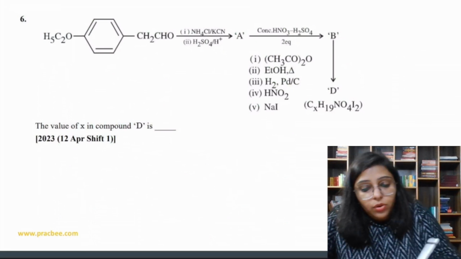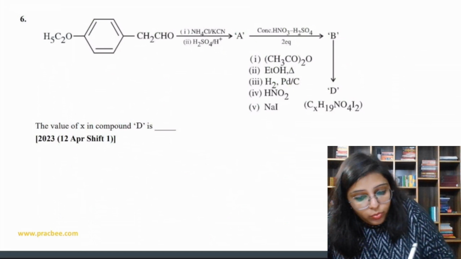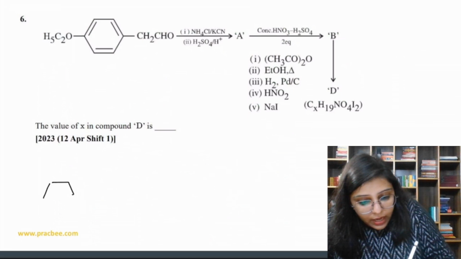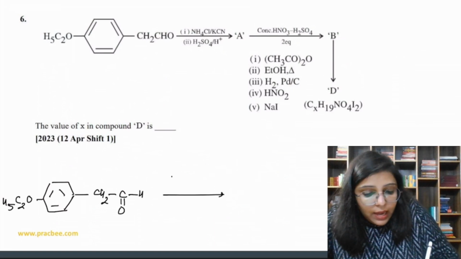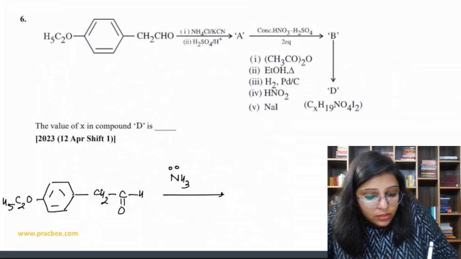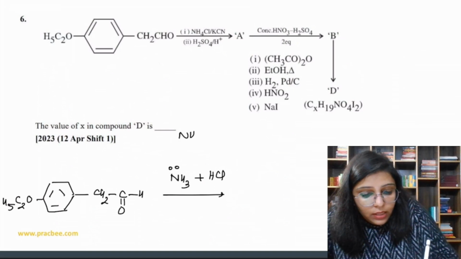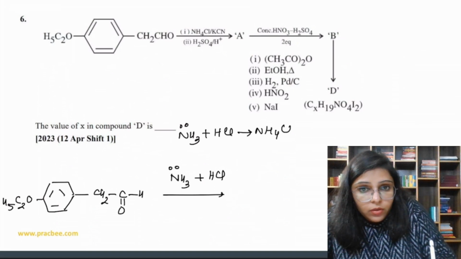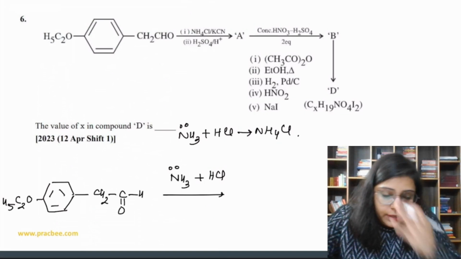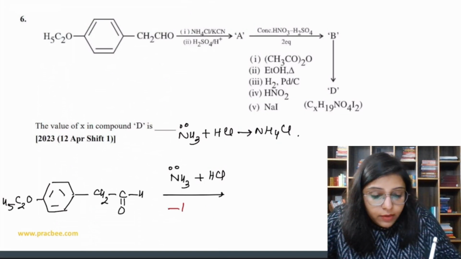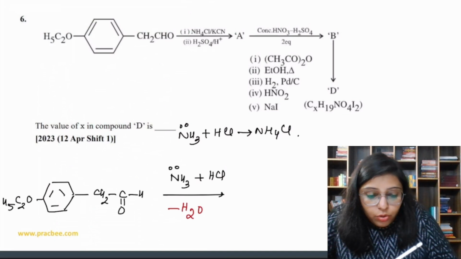Okay. So OC2H5, let's do one by one. So first we have OC2H5, then CH2, C double bond OH. We have NH3 in the presence of HCl, because NH3 in the presence of HCl gives ammonium chloride. So what we will do? Ammonia and ammonia derivatives. With ammonia and ammonia derivatives, we have to remove water. How do we remove water?